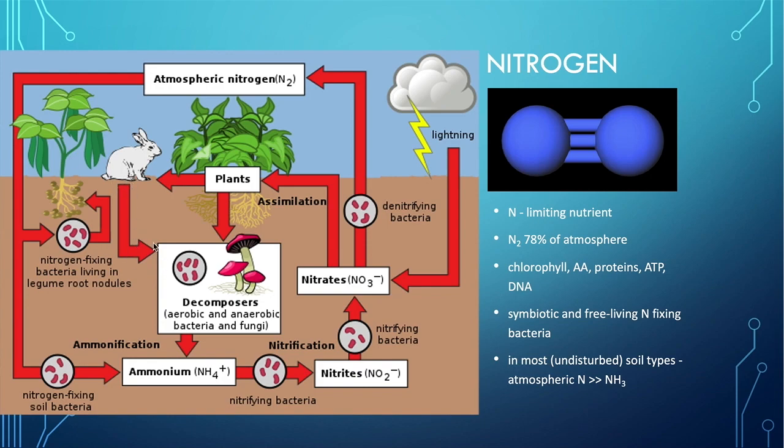So animal excreta also contain some nitrogen, and that nitrogen could be converted by bacteria and fungi to ammonium again, and the cycle continues. And also lightning fixes nitrogen as well. When it hits the ground, processes occur. I'm not actually aware of what the processes are when lightning creates nitrogen, but that is another way that nitrogen can be fixed.